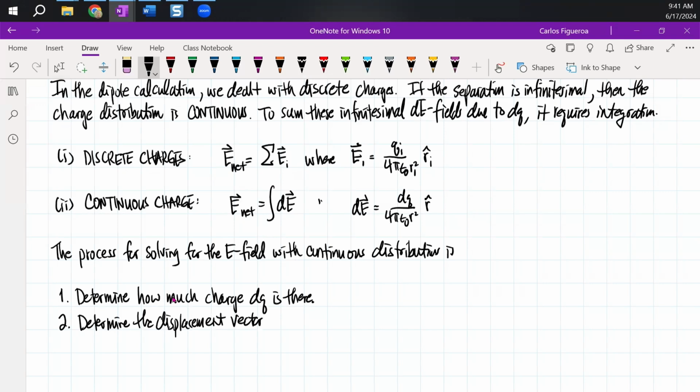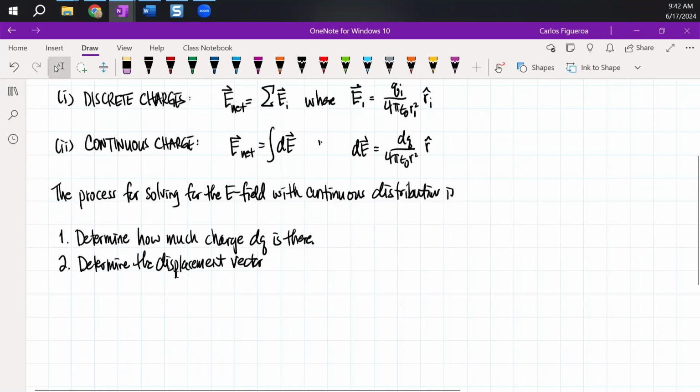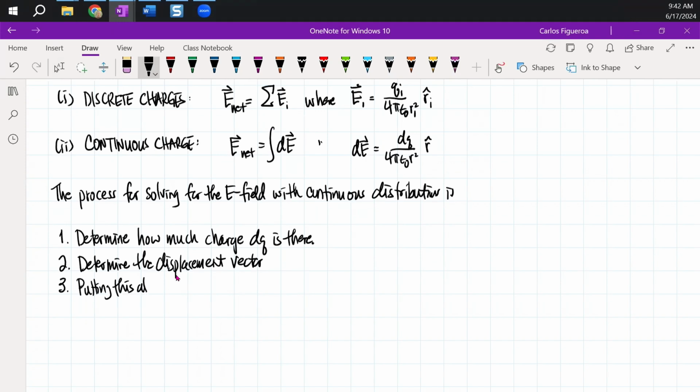Now, when I'm looking at this, note that the only thing that's really new here is the charge element dq. We always calculate the displacement vector if we have to calculate an electric force or an electric field. So now if I put this all together, we finally get our little dE field.